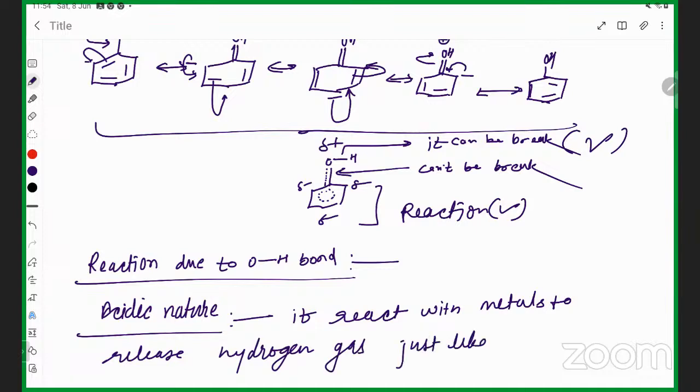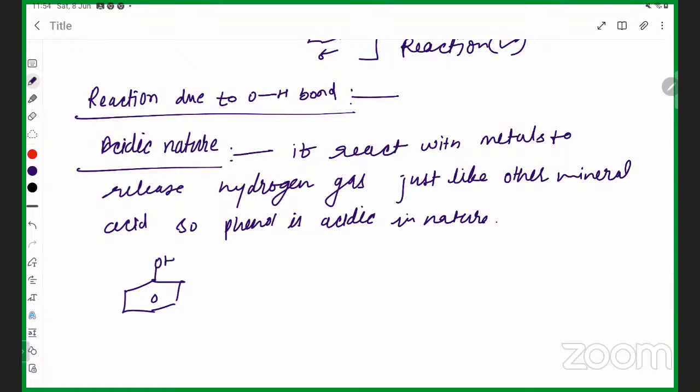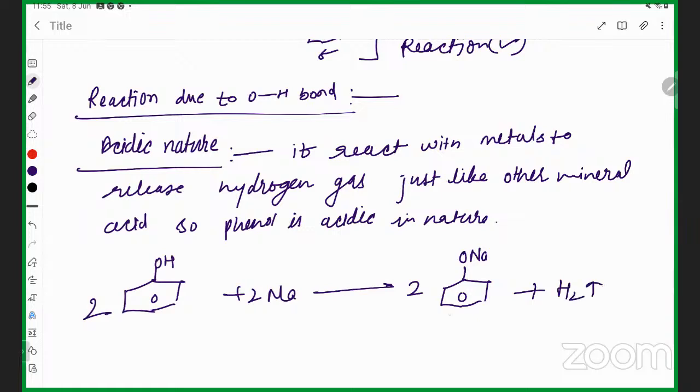Just like other mineral acids. So phenol is acidic in nature. Now if you see this one, we have the OH; two molecules you can take and treat with 2Na. What is it going to give? This is the ONa plus hydrogen gas. Since it is giving hydrogen gas, it is acidic in nature, phenoxide.